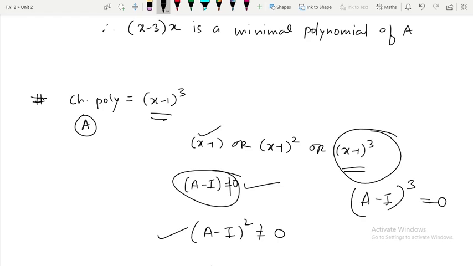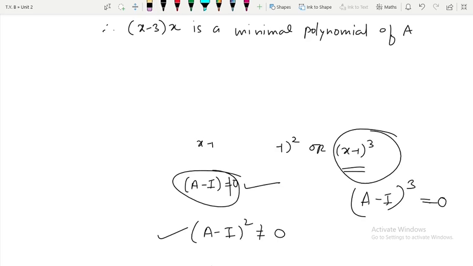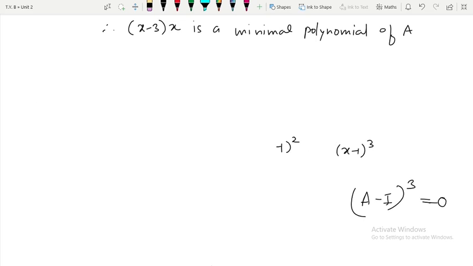So this is regarding the minimal polynomial. From the next class onwards, we are going to start with our new unit, that is unit number 3, diagonalization. So we'll stop here.